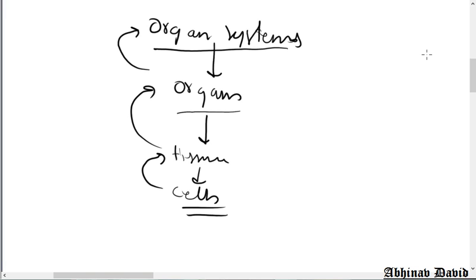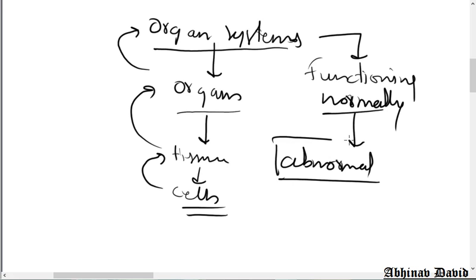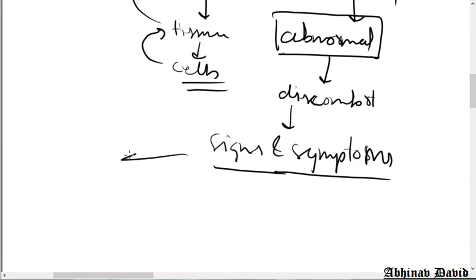Suppose we have any discomfort, then what will happen? The normal functioning of the body will not be there. When we don't have any problem, all the organs and organ systems are functioning normally. But whenever there is a problem, the normal functioning becomes abnormal. This means there is some kind of problem in the body, and because of the abnormal functioning we have discomfort, and because of this discomfort there are certain signs and symptoms. These signs and symptoms then give rise to a disease.